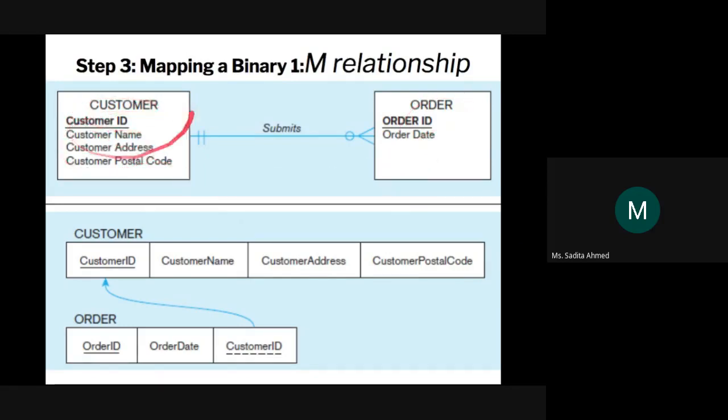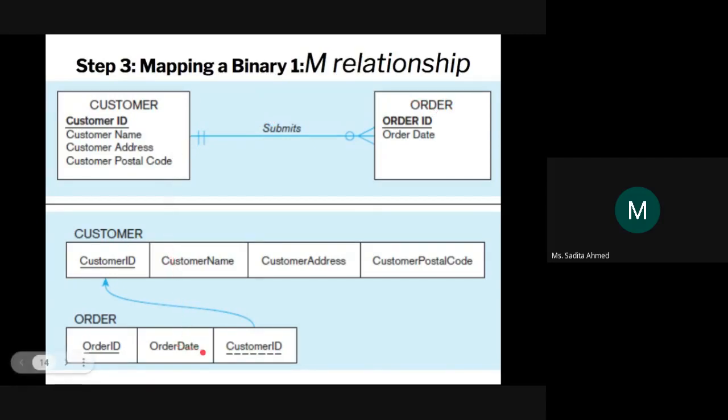The customer, as you can see, may place multiple orders. So for a single customer instance there can be multiple different order IDs. So we will not keep order ID in the customer relation. However, a single order instance is placed by exactly one customer. A single order instance is submitted by exactly one customer.